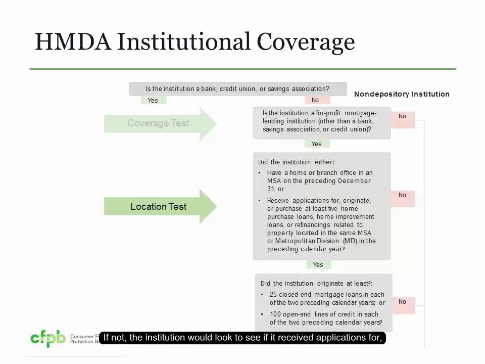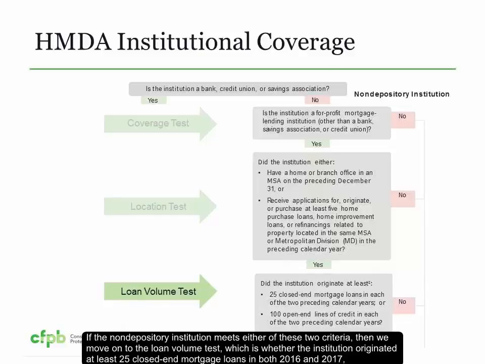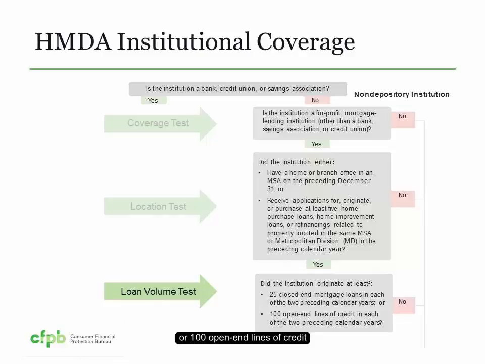If not, the institution would look to see if it received applications for, originated, or purchased 5 or more covered loans related to property located in the same MSA or Metropolitan Division, known as an MD, during 2017. If the non-depository institution meets either of these two criteria, then we move on to the loan volume test, which is whether the institution originated at least 25 closed-end mortgage loans in both 2016 and 2017, or 100 open-end lines of credit in both 2016 and 2017.